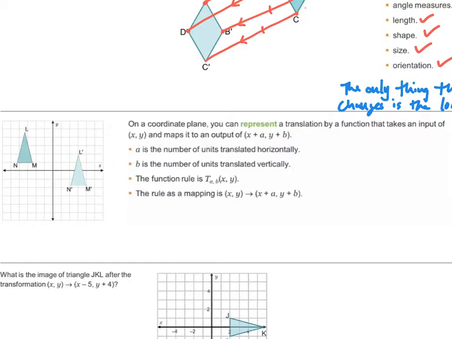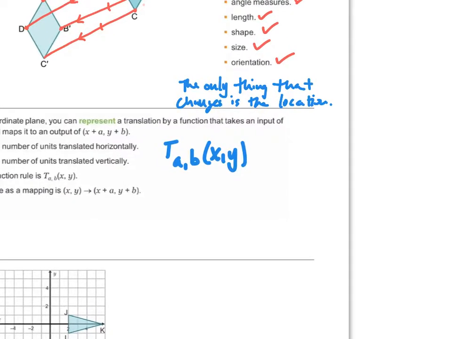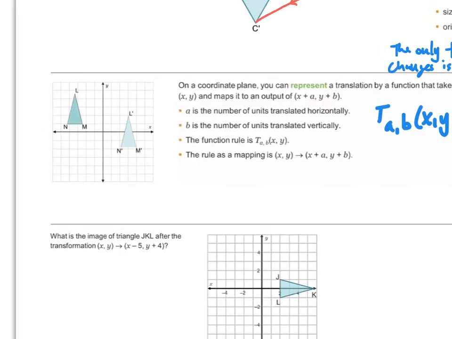All right, so we write this function rule, translation AB of xy, and the rule is mapping this xy becomes this. So let's write this rule out. T of A, comma, B of xy, and that translation would map over here to x plus A, comma, y plus B.